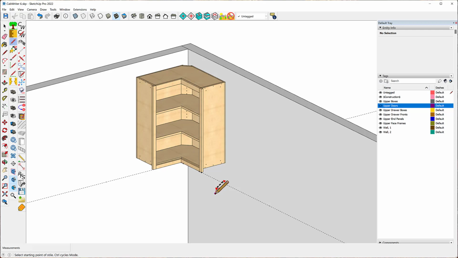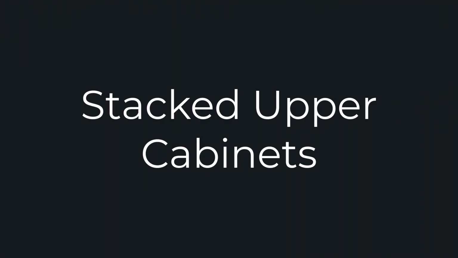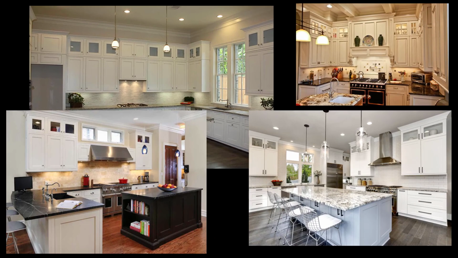So with that, let's move on to our next topic. Each of the 4 images before you are done in a style that I call stacked upper cabinets. Each upper cabinet is actually 2 cabinets, one lower and one upper in a vertical direction. And in the past with SketchUp, if you wanted to design to this style, you actually had to create 2 upper cabinets and stack them, literally stack them one on top of the other. That's no longer the case.